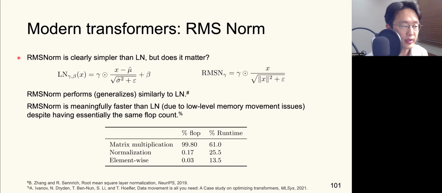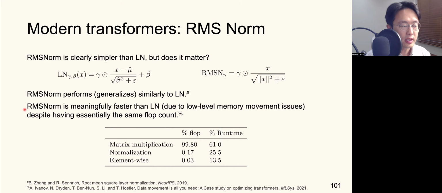If we compare RMS norm with layer norm, it's clear that RMS norm is slightly simpler than layer norm, but does this difference really matter? Well, it turns out that RMS norm generalizes similarly to layer norm, and RMS norm actually turns out to be meaningfully faster than layer norm.